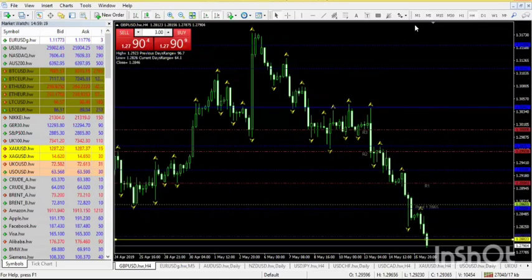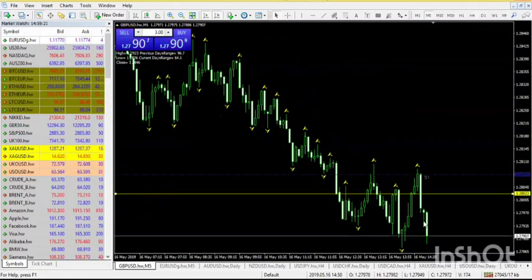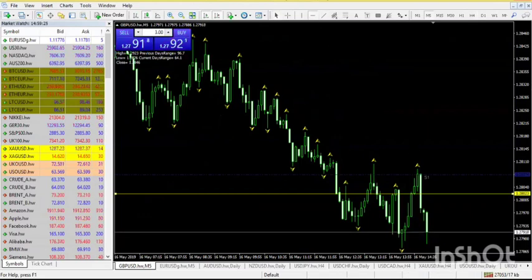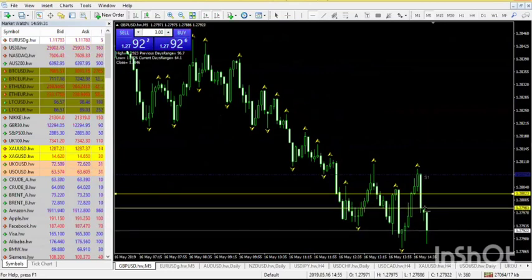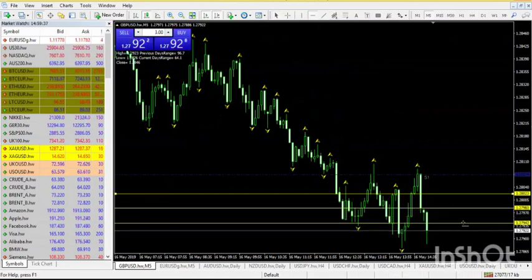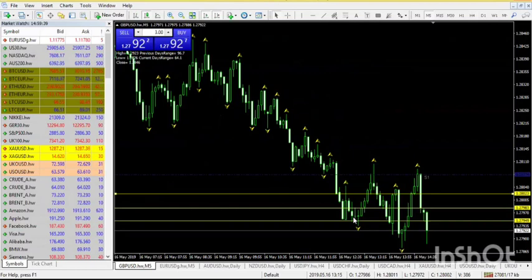I think it was on the pound chart. Yes, here. I located the pivots. You have one pivot here, one pivot here, and another one here, right? So you have to wait to see which pivot it opens.